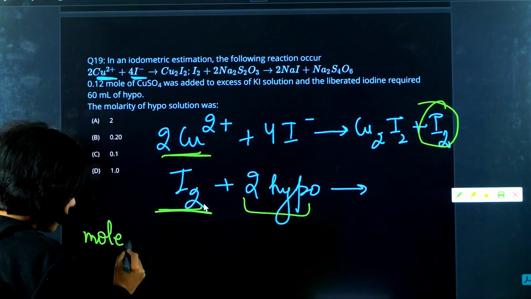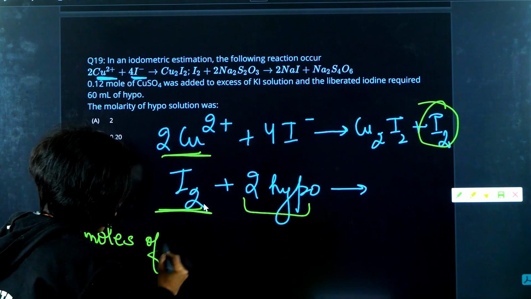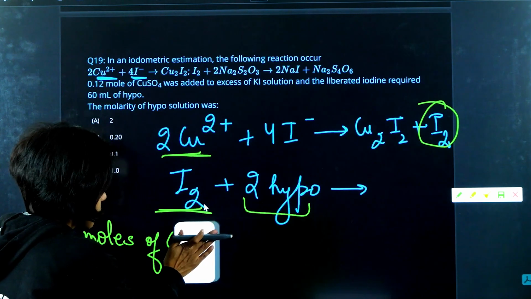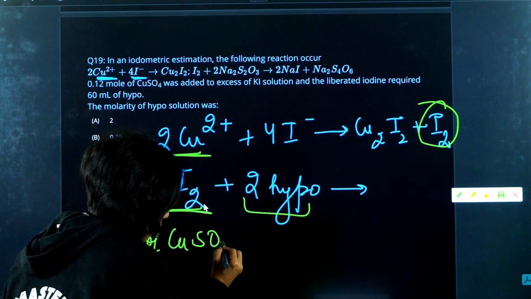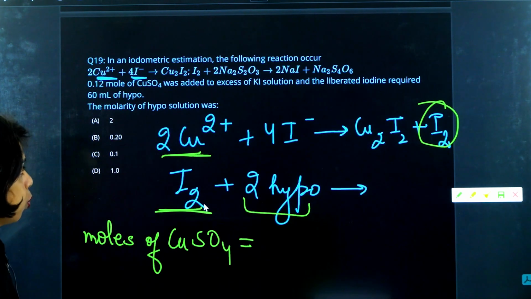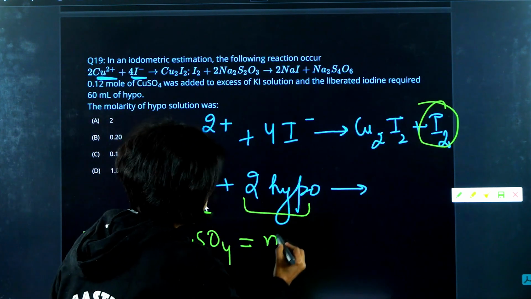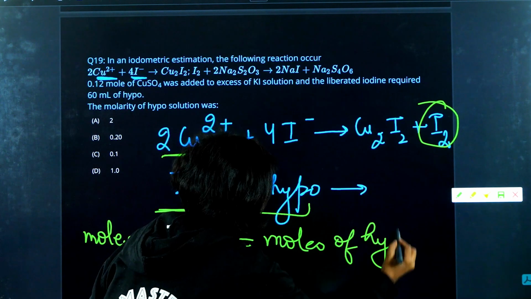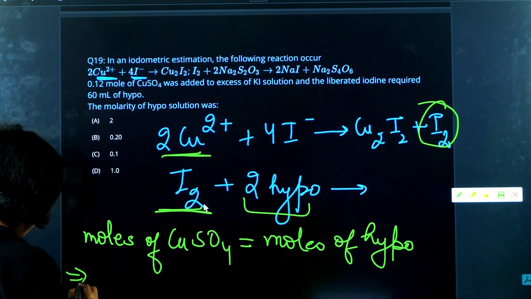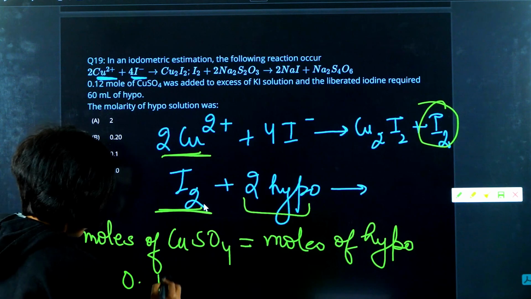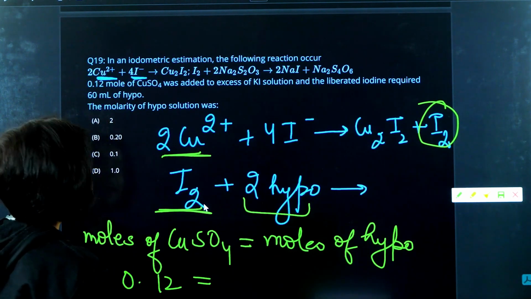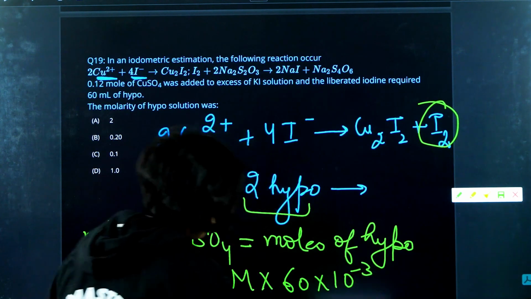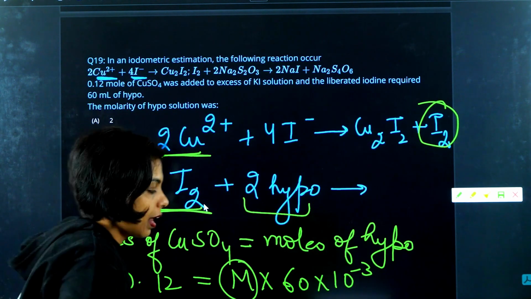So by seeing the stoichiometric coefficients, I can say moles of Cu2+, copper sulfate was there, so I can write copper sulfate directly. So moles of copper sulfate is equal to the moles of hypo: 2 moles of copper sulfate, 2 moles of hypo. Moles of CuSO4 is 0.12, moles of hypo is molarity into volume. Volume is given to us, 60 ml. So by solving this, you can calculate the molarity of hypo.